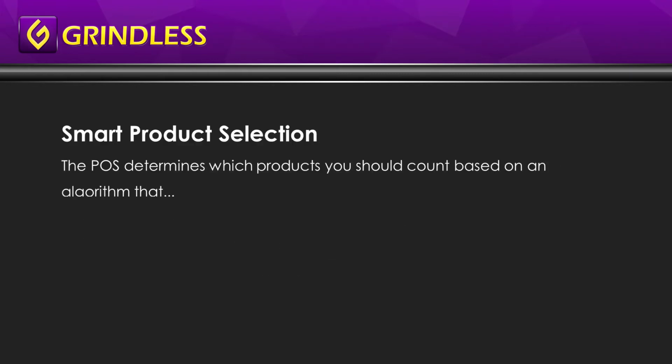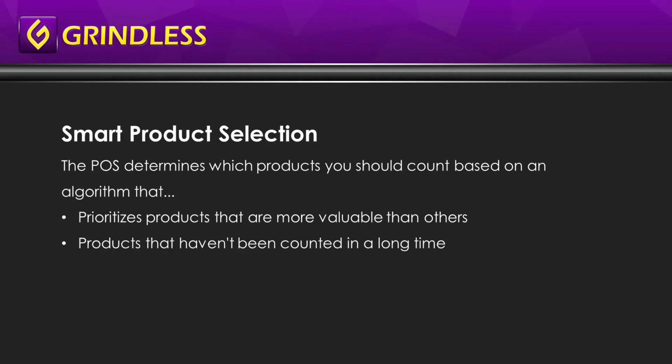The POS determines which products you should count based on an algorithm that prioritizes products that are more valuable than others and products that haven't been counted in an exceptionally long time. It also attempts to group products by category to make the counting process easier.